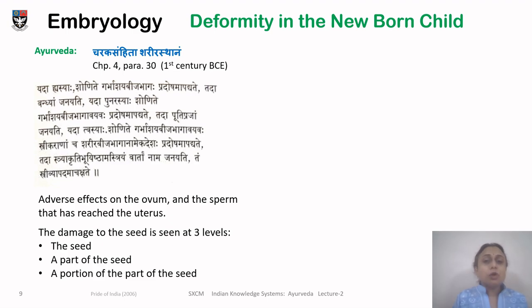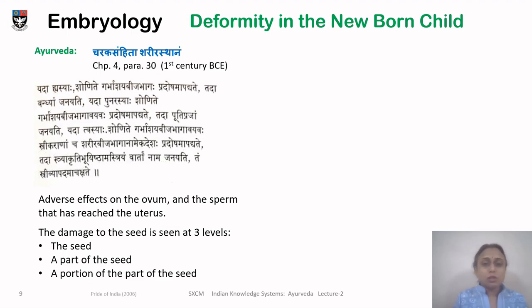Talking about deformities in the newborn, birth defects, in the Charaka Samhita, chapter 4, paragraph 30, the reasons for these deformities are outlined. So they say that the deformities are seen at 3 levels: in the seed, in a part of the seed, and in a portion of the part of the seed.